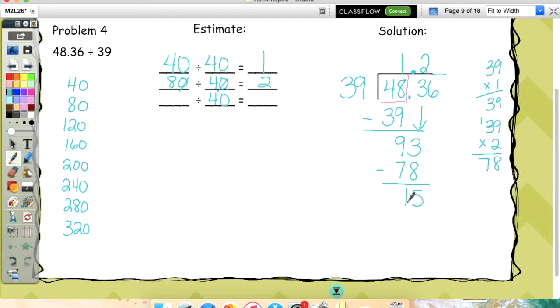Did you get 15? Okay. Can I bring down my 6? Yeah. Why? Because 15 is less than 39. Very good. I guess I had to skip count way too high. Which one's closest to 156? You think it's 160? Yeah. Some of you think it's 120? Yes.